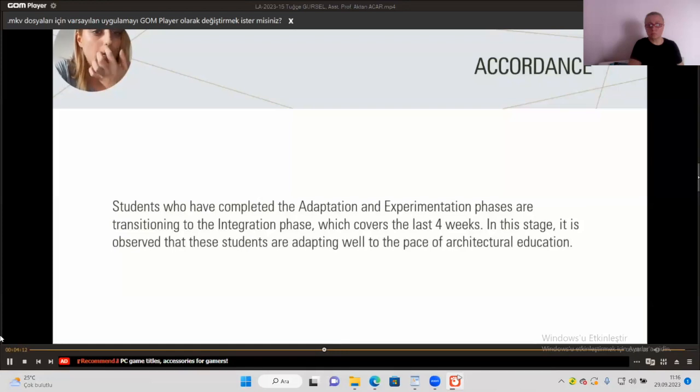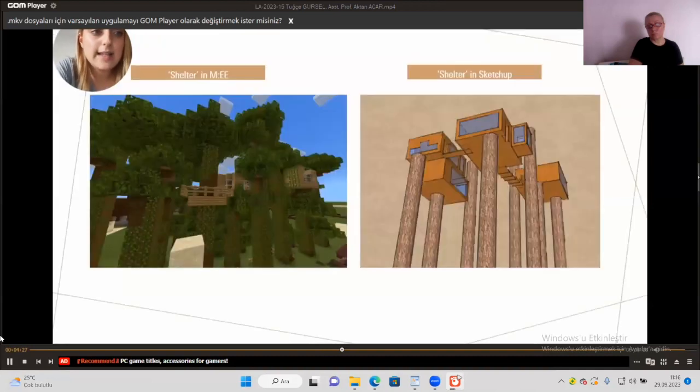This stage is called accordance to express that students have become accustomed to the intensive pace of architectural education, and to indicate that they have reached an awareness that there is no single correct answer in architectural education. When looking at the example, it's evident that the student is attempting to recreate the shelter it made in the Minecraft Education Edition using the SketchUp program. Compared to the assimilation phase, the increase in the number of uploads where they share their collages, drawings, and models indicates that they have gained sufficient self-confidence.